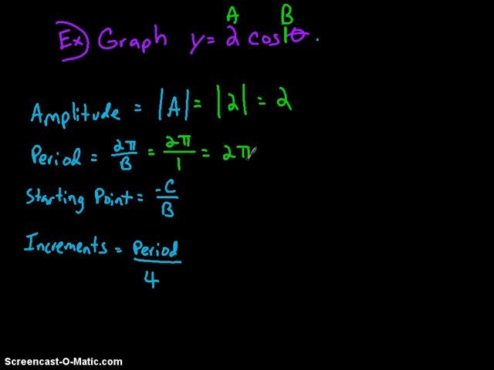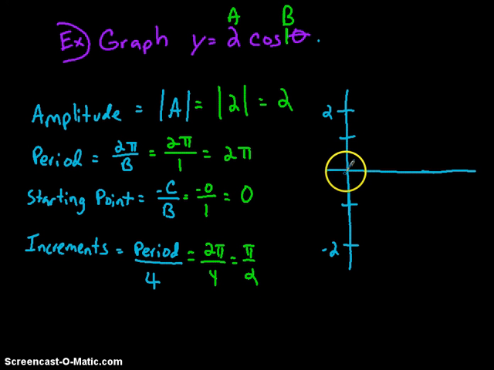My starting point, because I have no parentheses and nothing being added or subtracted from theta, is going to be negative 0 over 1, so it's 0. And since my period was already decided to be 2 pi, the increment is 2 pi over 4, which reduces to pi over 2. So those are all the important characteristics, and now we're going to graph it.